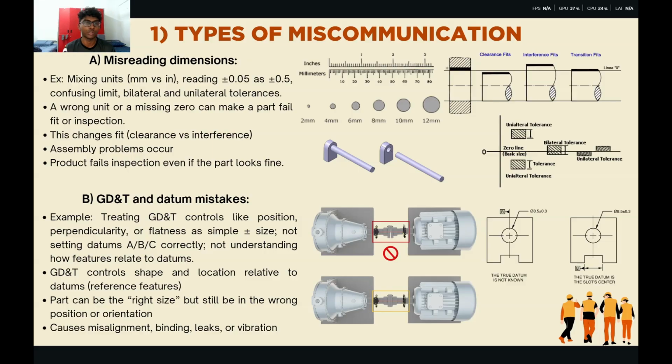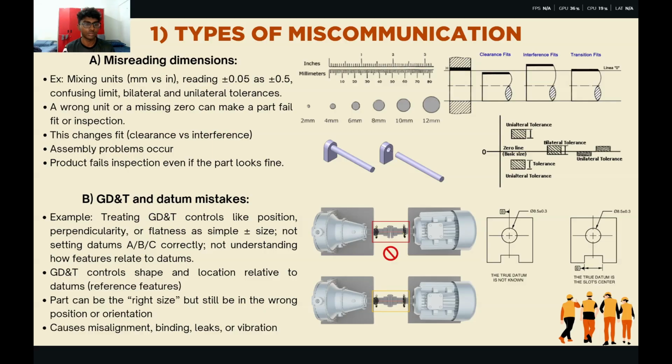Generally, the first one is misreading dimensions, such as mixing the units, confusing limit, bilateral, and unilateral tolerances. This can cause a wrong unit or missing zero, which can make a part fail the inspection, changing its fit and causing assembly problems. Because of this, the product fails inspection, and even if the part looks fine, it's actually not fine dimension wise.